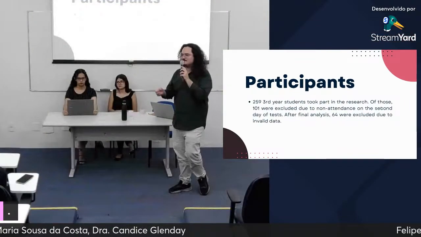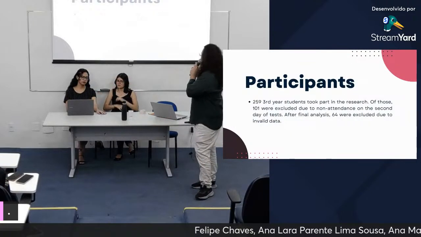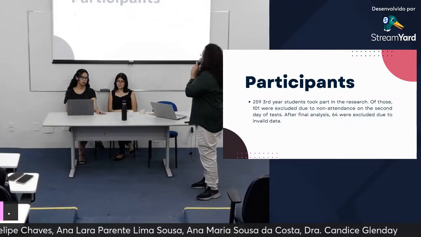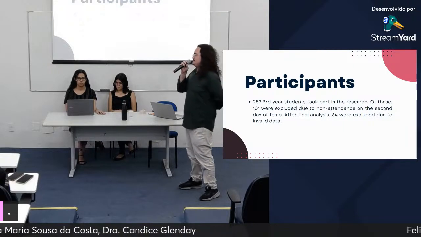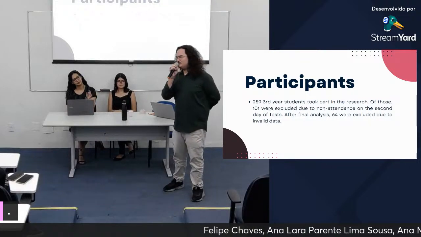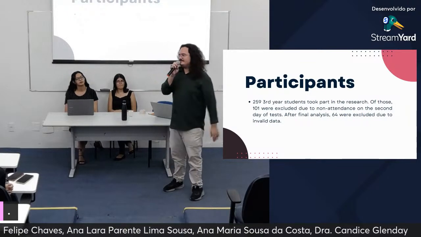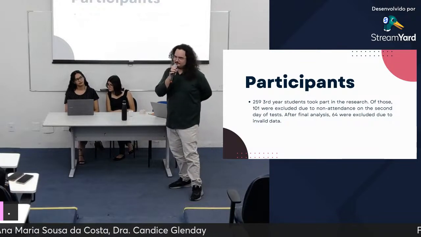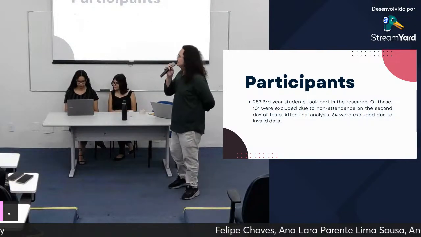259 third-year students participated in the tests of this research. 101 were excluded due to non-attendance, and after final analysis, 64 were excluded due to invalid data. And this invalid data is not like very low scores or very, very weird answers. This can happen. Yes, it happens. But they would do weird things, like drawings, names, and things that they should not be writing there.